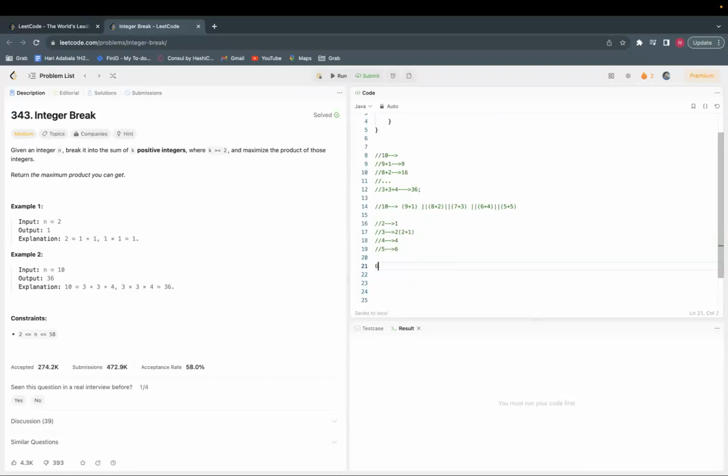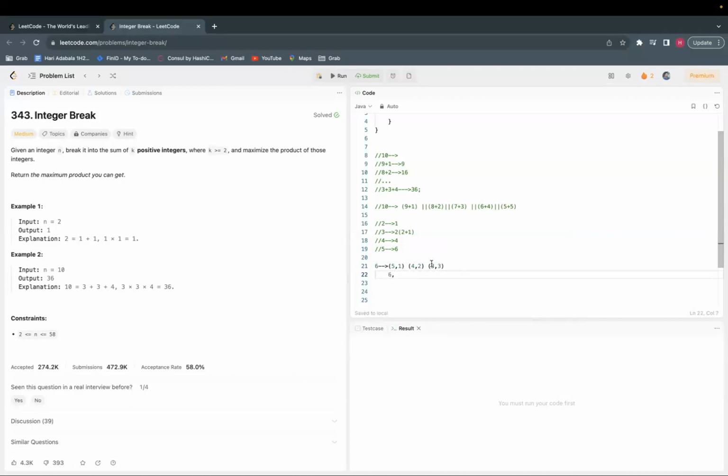Okay, now let's calculate it for 6. For 6, we can divide it like 5 comma 1, or 4 comma 2, or 3 comma 3, right? So the maximum possible for 5 will be 5. I mean, if we divided it further also, the maximum possible value will be 6. So it will be 6 star 1, which is 6.